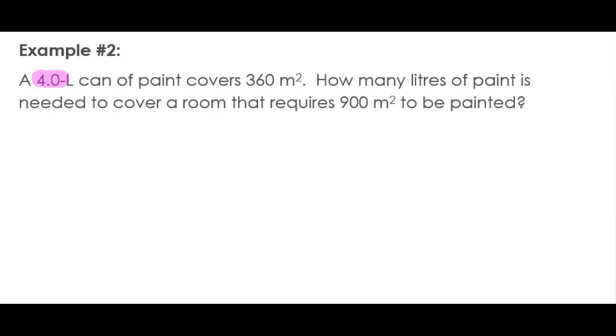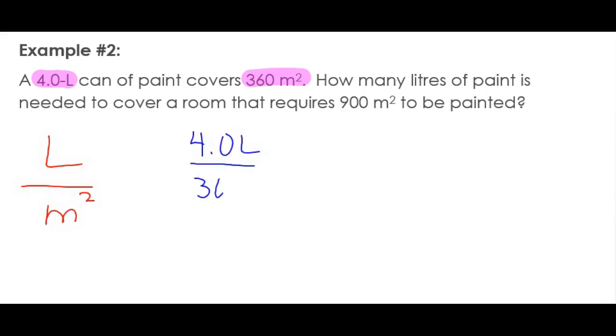Okay? So I know that 4 liters covers 360 square meters, right? So I'm looking at liters in this case. The liters needing to cover a certain amount of area, square meters. So I know that 4 liters will cover 360 square meters. But I want to know how many liters, so my unknown is how many liters I'm going to need if I have a different amount of area to cover. So there I've set up my proportion. That's the thinking part that requires you to really figure out how you're going to solve the problem.